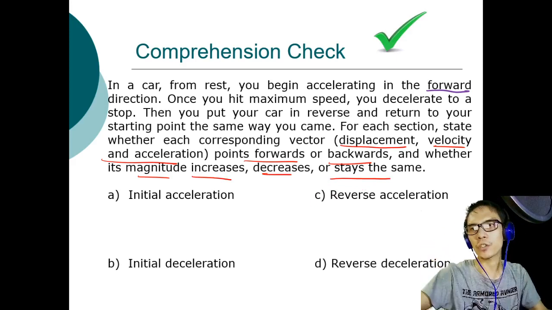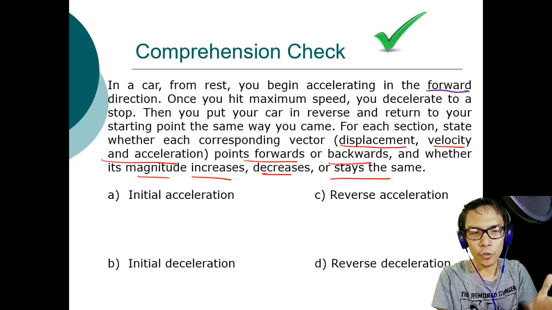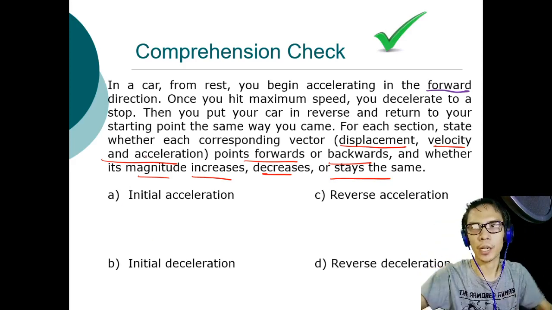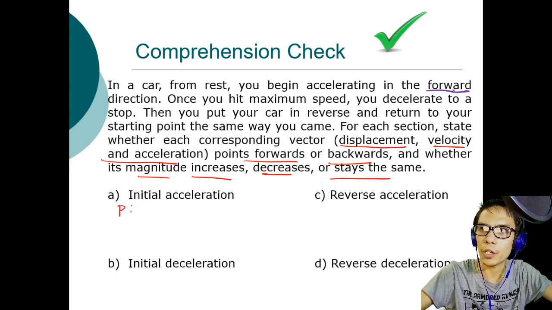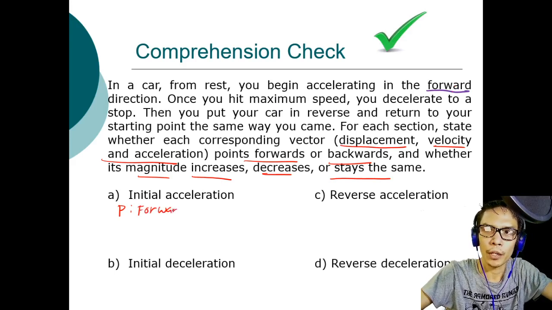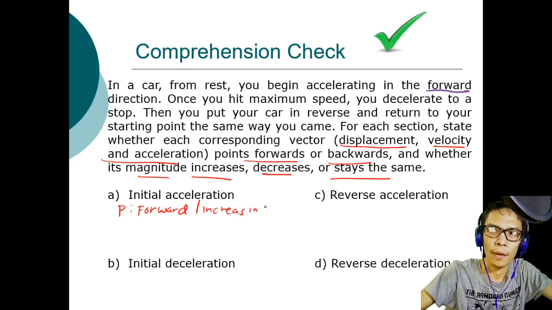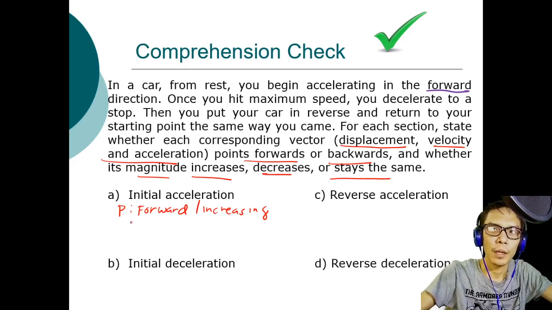So let's start first with the initial acceleration. This is the time that your car goes from rest to moving forward. Let's take a look first at position. It says here it's forward, so you are going forward. Then, what is the magnitude? Increasing, because you are going forward. So that is increasing. Next, velocity.